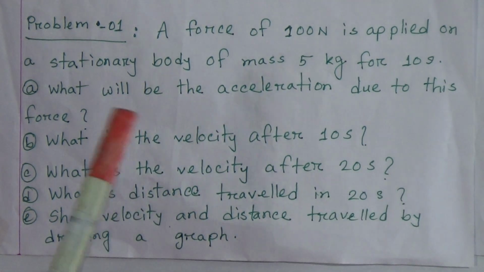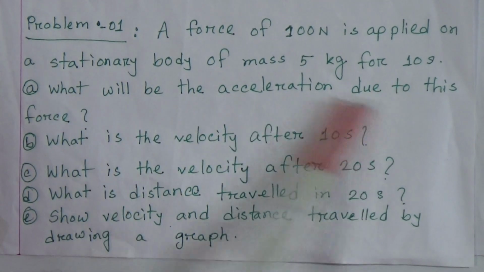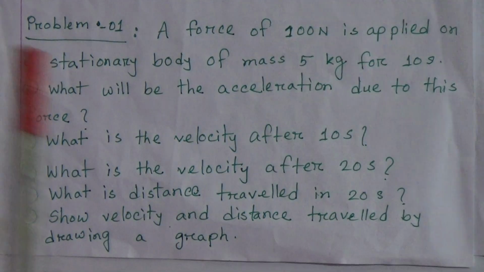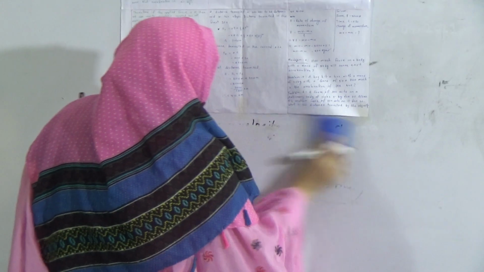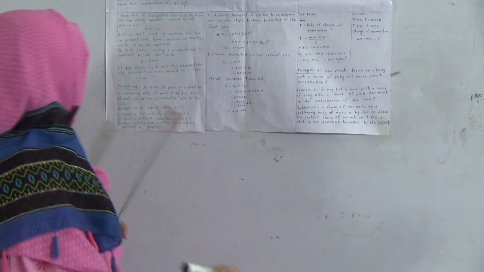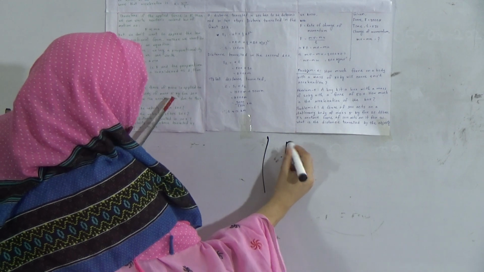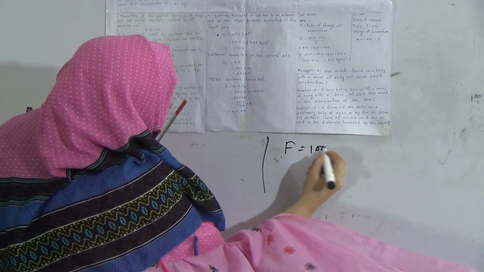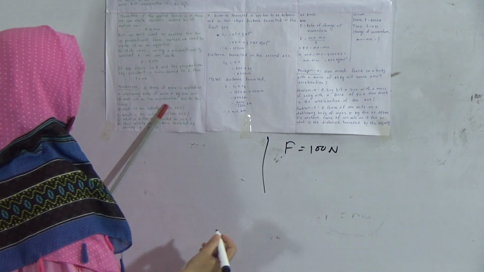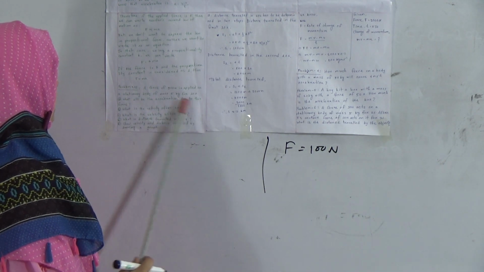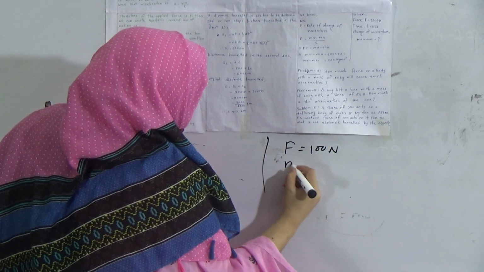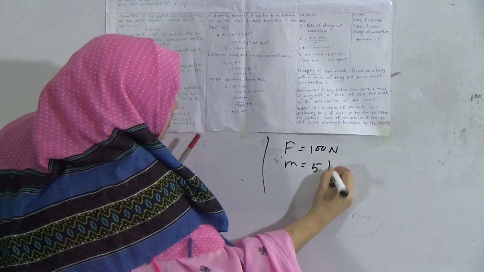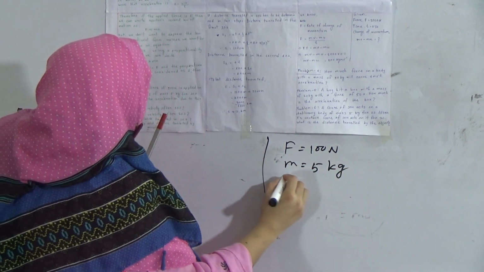My dear students, number A, what will be the acceleration due to this force? Here given force F equals 100 Newton, and mass is 5 kg, so we have to find out the acceleration a.